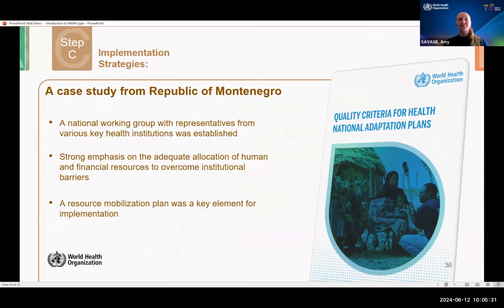adaptation actions. So an example from the Republic of Montenegro, they established a national working group with representatives from various health institutions. And in their HNAP, they had a very strong emphasis on adequate allocation of human and financial resources. So they identified a range of institutional barriers, but aimed to ensure that there were the resources there to overcome those barriers. And as such, as part of their Health National Adaptation Plan, they included a resource mobilization plan for both human resources and financial resources to drive implementation.